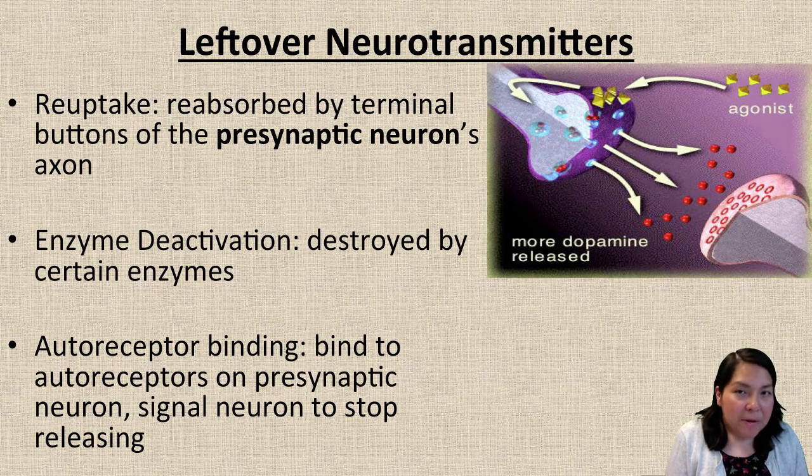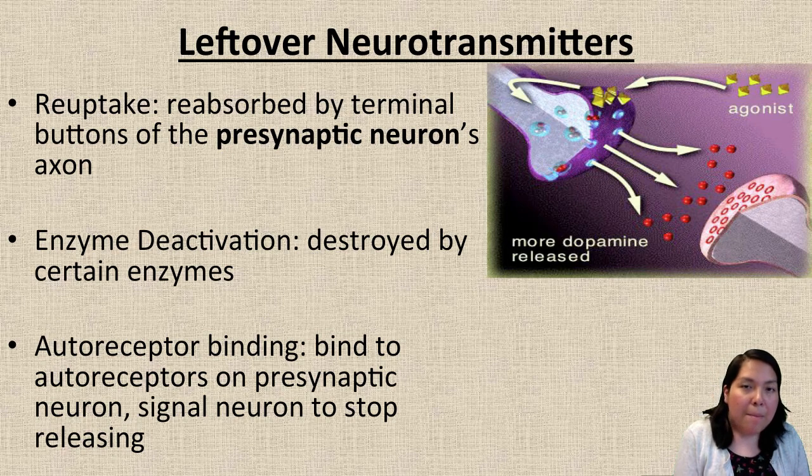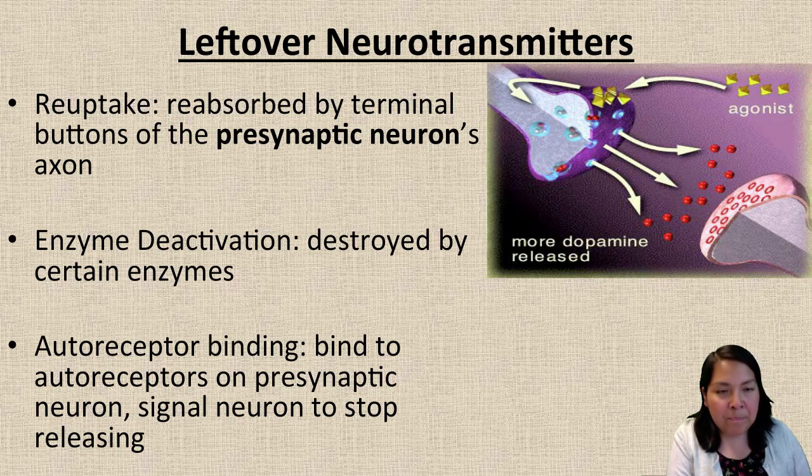The third and last one is autoreceptor binding. What happens is that these leftover neurotransmitters bind to these autoreceptors, and then those autoreceptors signal the presynaptic, or original, neuron to stop releasing those neurotransmitters.